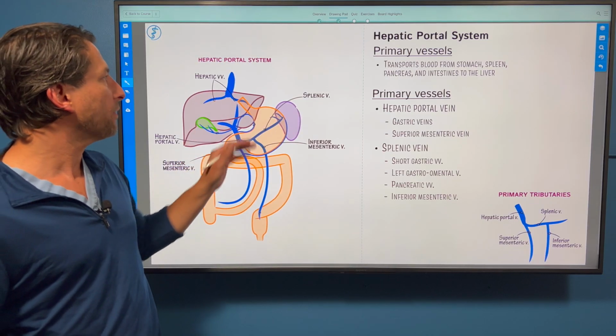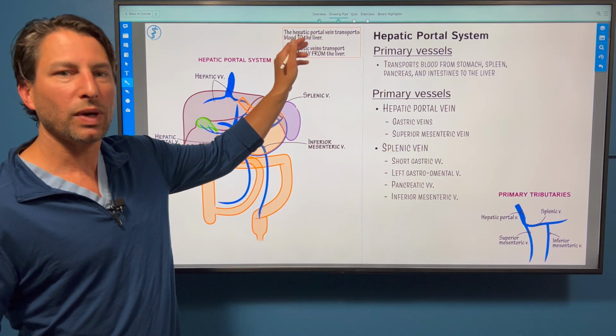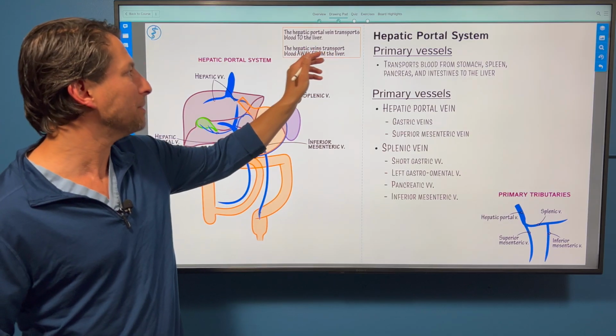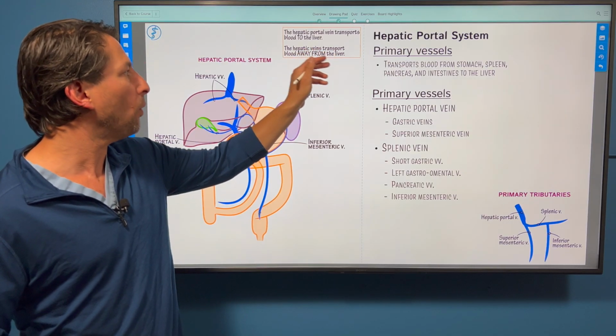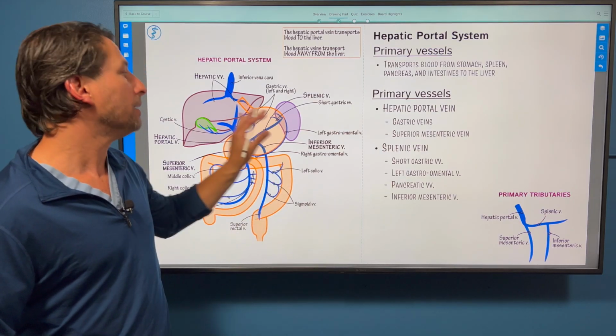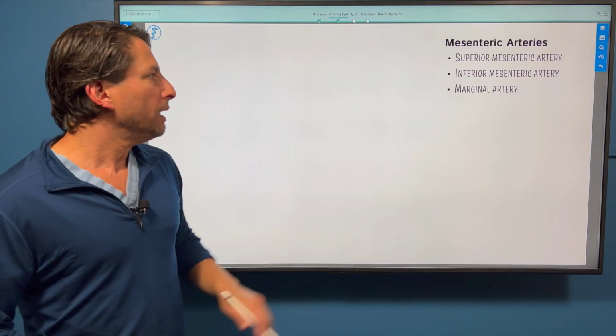Now these are hepatic veins themselves, so the hepatic portal vein transports blood to the liver, whereas the hepatic veins themselves transport blood away from the liver. So that's an important distinction to make. And then this is additional venous vasculature.